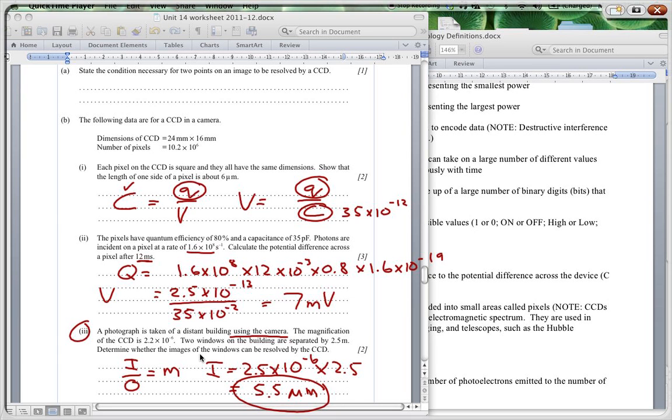And then for E it says, in terms of data storage, state 2 advantages of using a digital camera as compared to an analog camera that uses film. I'll answer that in a previous section, and you should know that, no problem. Thank you.